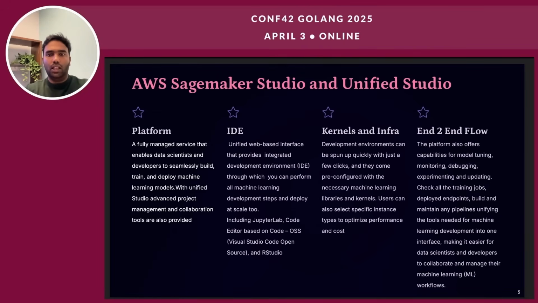They also have a large selection of models optimized for AWS, through which you can select any model, train it, deploy it, and also evaluate the model based on your dataset. You can also quickly fine-tune the models with the hyperparameter feature that it provides. So SageMaker provides an end-to-end flow. It offers the capability for model tuning, monitoring, debugging, even experimenting with your models and updating them. It provides a platform to check all the training jobs, deployed endpoints for inference, and build and maintain pipelines, unifying the tools needed for machine learning development into one interface.